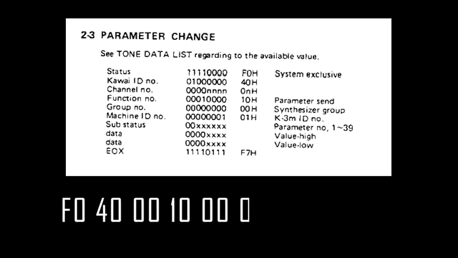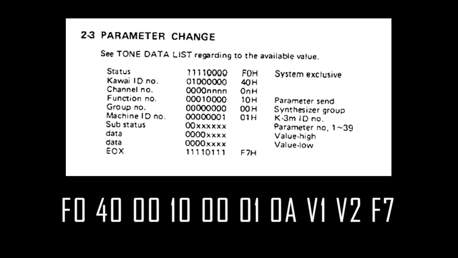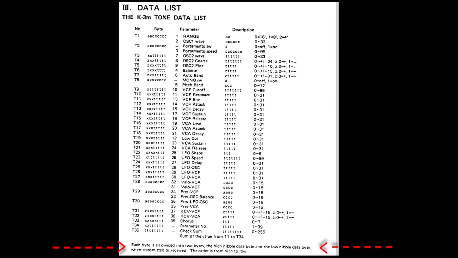And this is what you will find on different types of MIDI gear when it comes to entering the values of the different parameters. They can be more complex and more difficult to comprehend than on the Korg, which is one of the fairly easy ones. So in this case, on the K3M, it says that each byte is divided into two bytes, the high nibble data byte and the low nibble data byte.